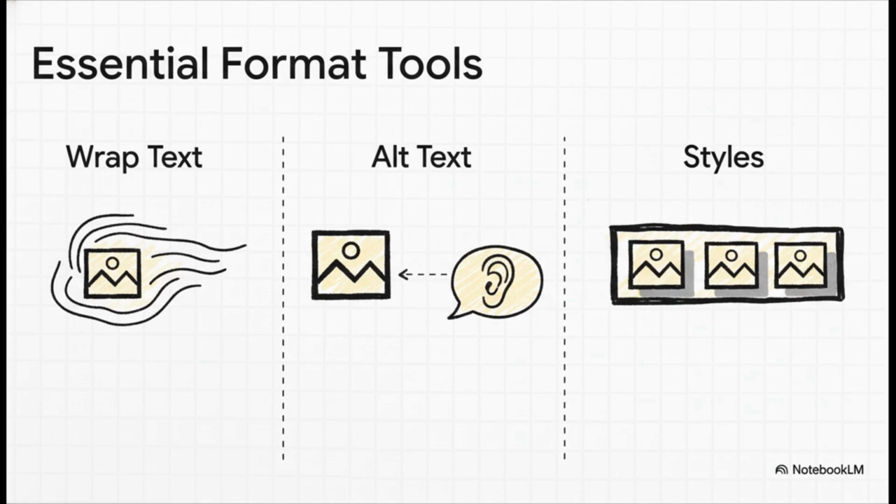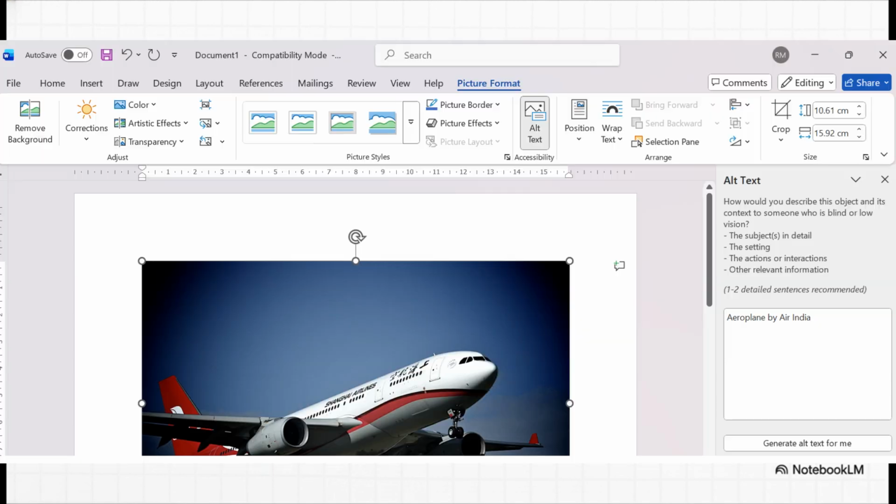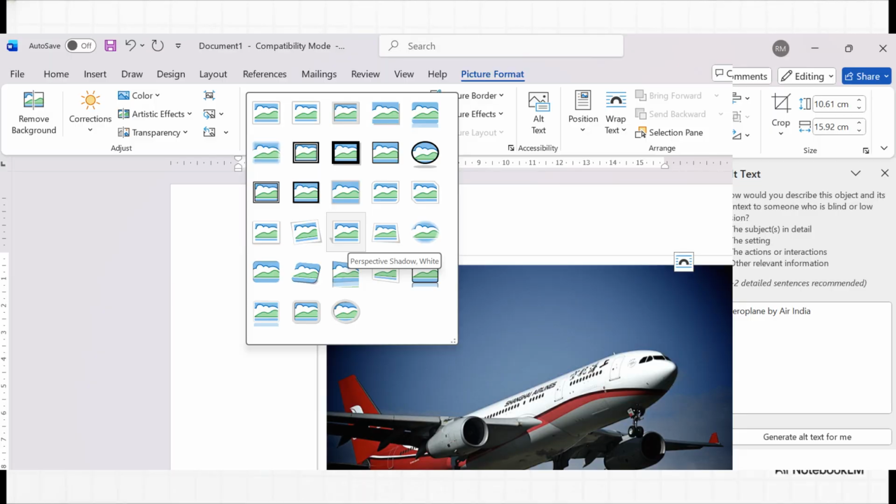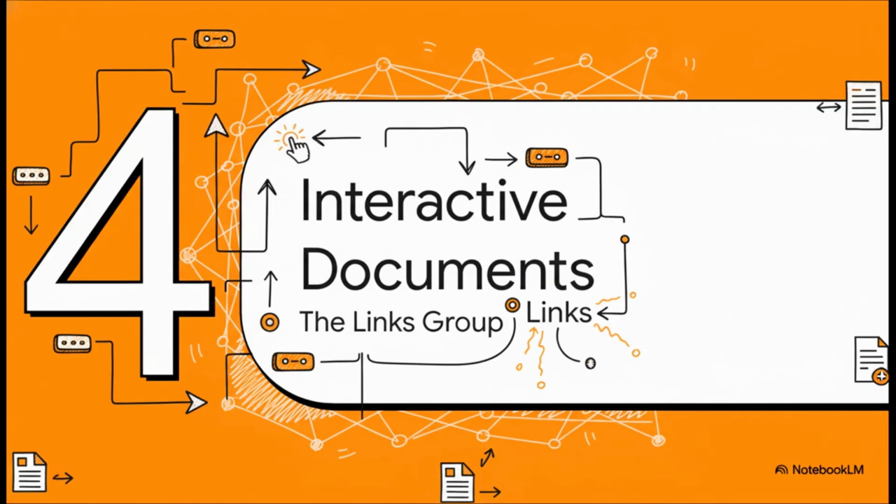Now within that Format tab, there are 3 tools you're going to use constantly. First, wrap text. This is crucial. It controls how your text flows around your image. Then there's alt text, which is so important for accessibility. It's a short description of the image for people using screen readers. And finally, styles, which are a super quick way to add professional-looking effects like borders and shadows to your images with just one click.